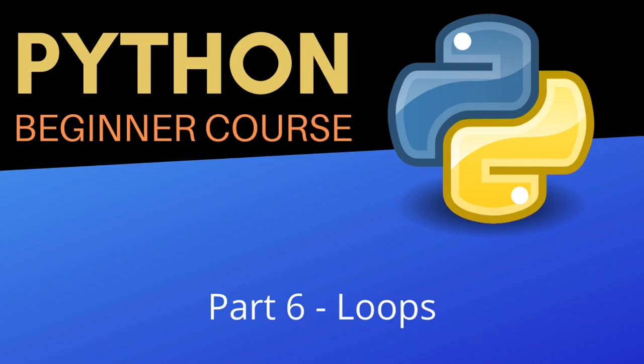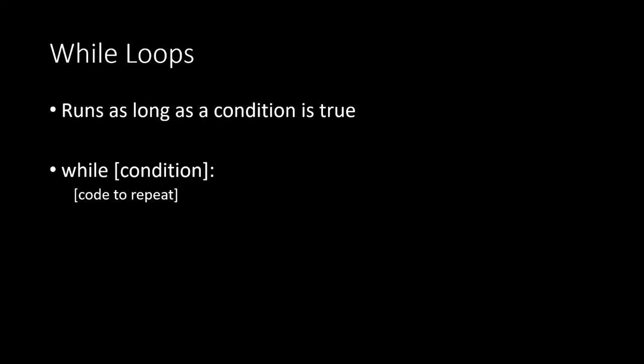What is a loop? A loop is simply a section of code that can repeat itself several times. In Python, there are two types of loops, while loops and for loops. While loops are quite simple. They run as long as a condition is true. The syntax for creating one is while followed by a condition, a colon, and then the code to repeat indented underneath that. Let's look at an example.